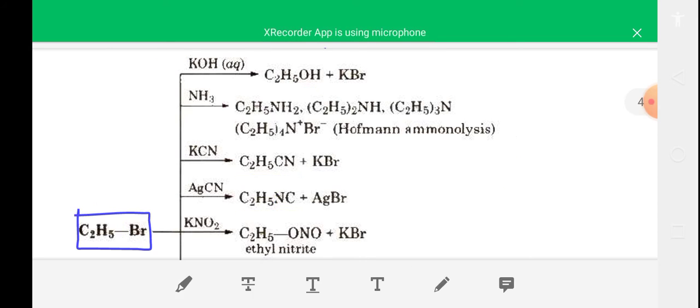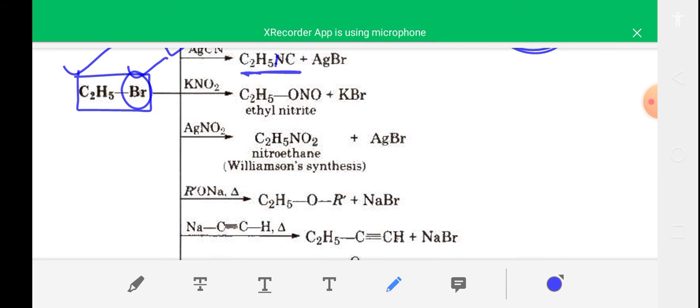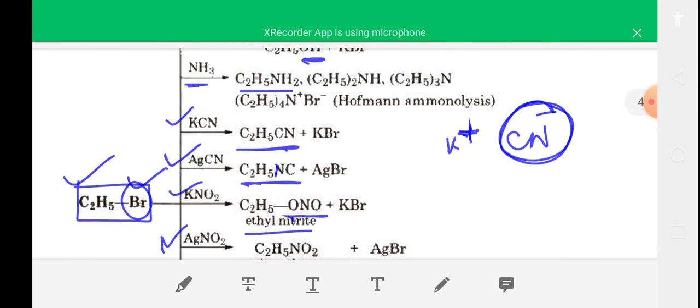C2H5NC. All these are nucleophilic substitution reaction. If you react ethyl bromide with KNO2, potassium nitrite, you will get ethyl nitrite, C2H5ONO. And if you react ethyl bromide with AgNO2, you will get nitroethane. Okay, so these are some examples of nucleophilic substitution reaction of haloalkanes.